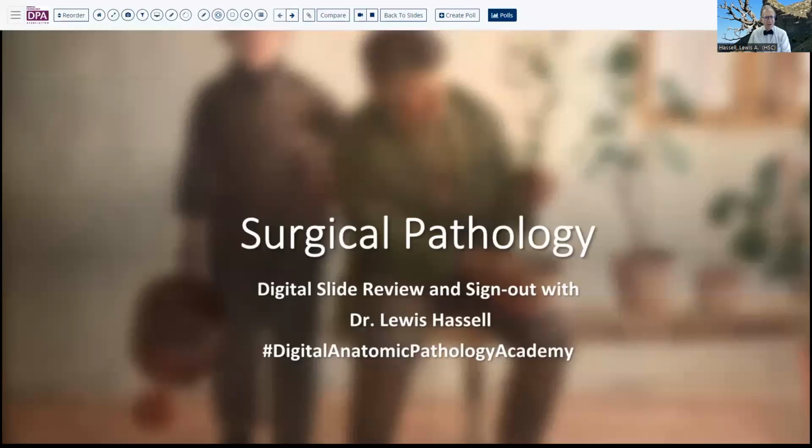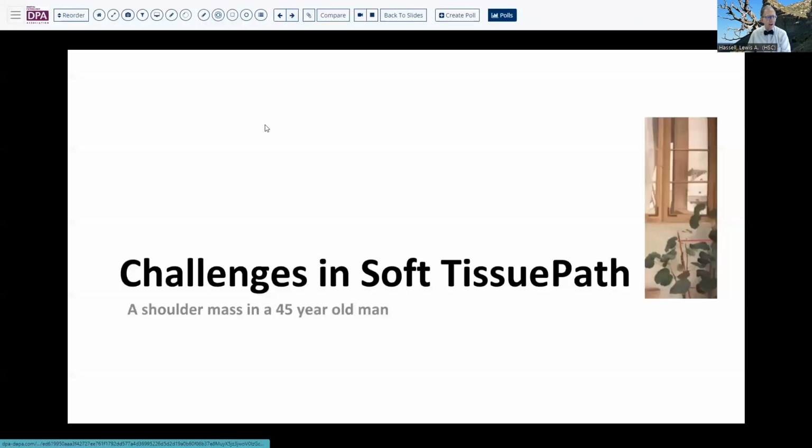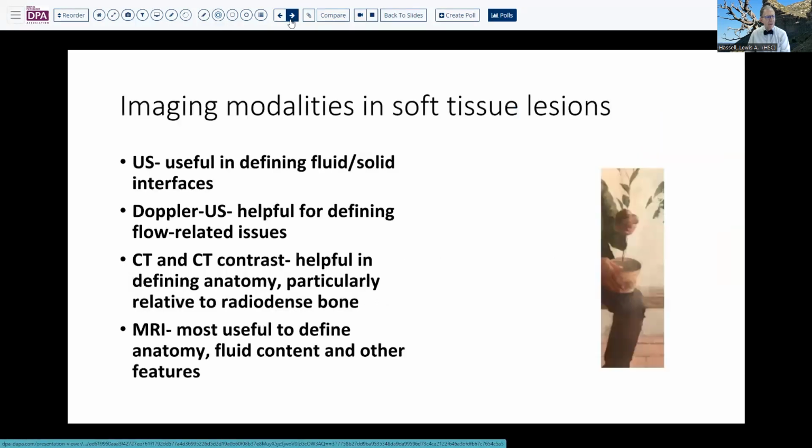Our case today comes from the realm of skin and soft tissue pathology, and is sometimes a challenge that we encounter. It's a shoulder mass around the shoulder girdle in a 45-year-old male, which was detected by both physical exam and then further studied with radiologic studies.